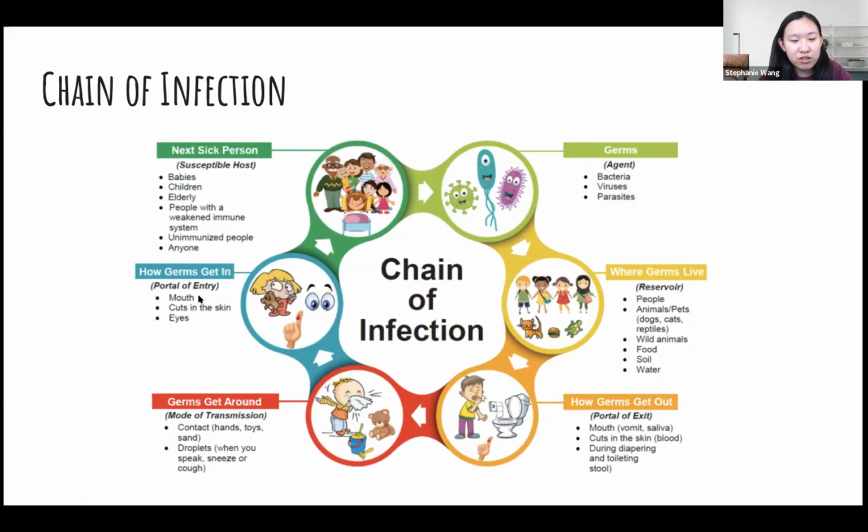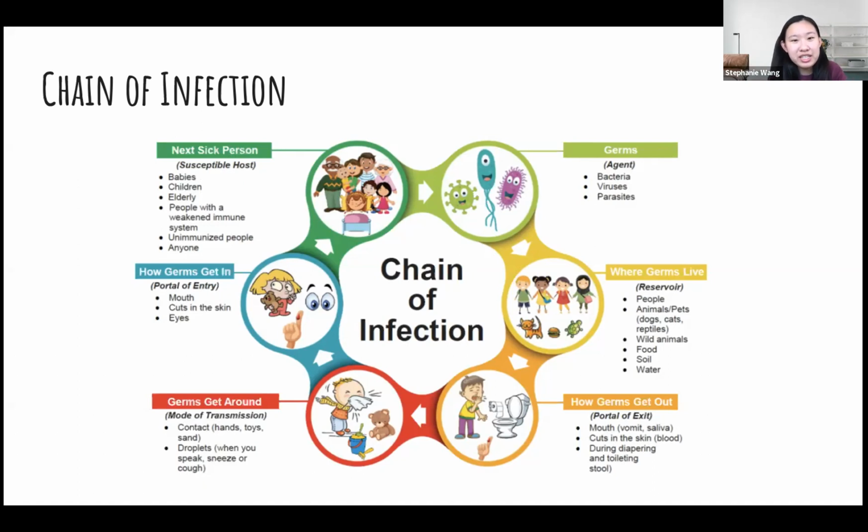But anyway, portal of entry is how the germ infects someone, how it gets into their body. So for influenza, it would be by breathing it in. And the susceptible host, which is the next one, is who or what can get the disease. So for influenza, it would be humans who have not gotten it before. That would be who's susceptible.